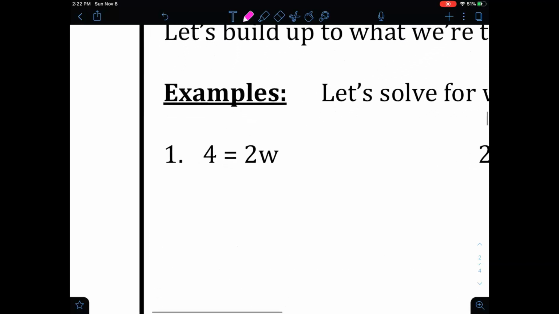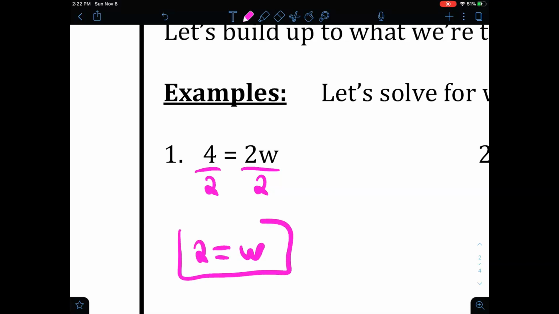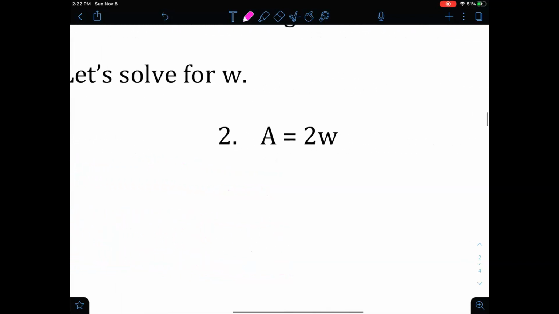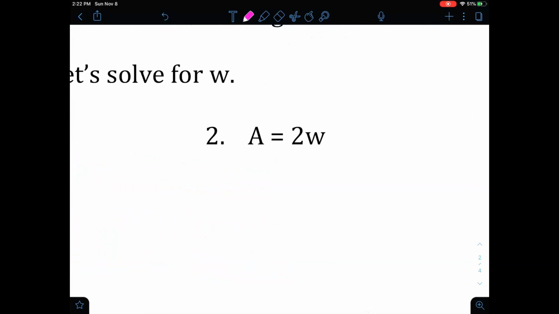So it says, let's solve for W. All right, so if I have 4 equals 2W, how do I solve for W? Well, W is being multiplied by 2, so how do I undo multiplying by 2? I'm going to divide both sides by 2. So we get 2 equals W, right? Awesome. Hopefully that one wasn't too bad. Now let's do it again here.